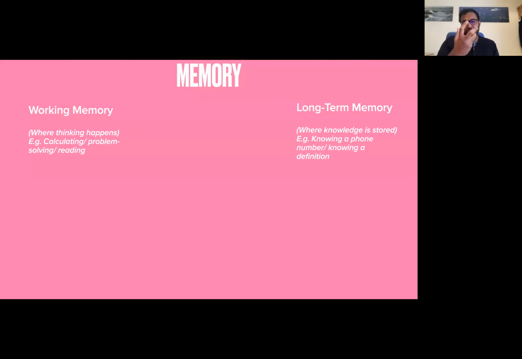So when students are in your classroom, they're really using their working memory. When they're paying attention, they're using their working memory. After they leave your classroom, hopefully that knowledge is transferred to their long-term memory. And then when they need to sit an exam or apply their knowledge, they need to retrieve what's in their long-term memory and apply it in their working memory.